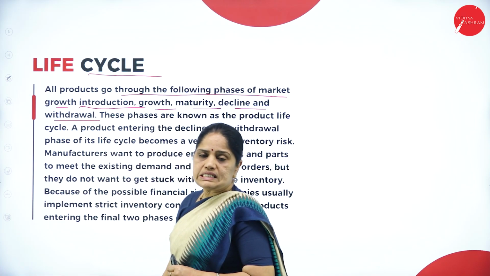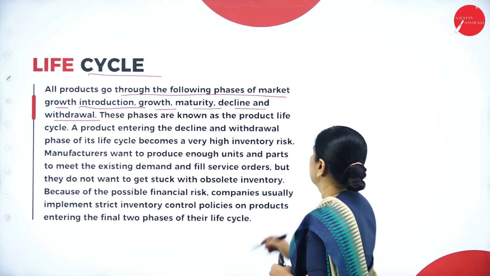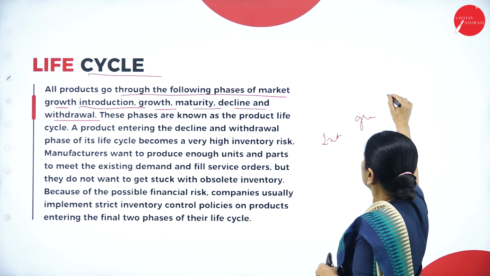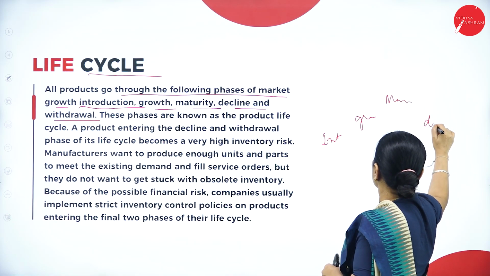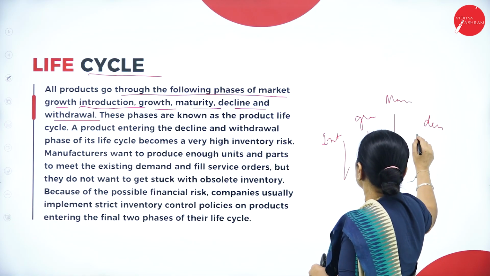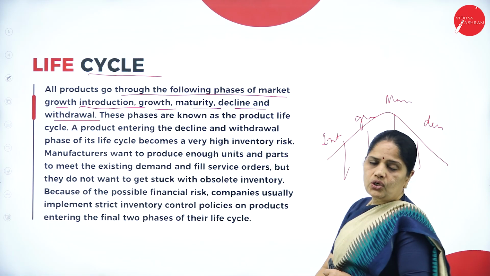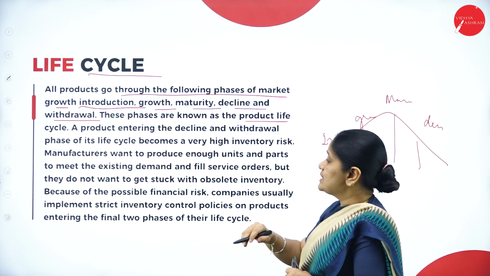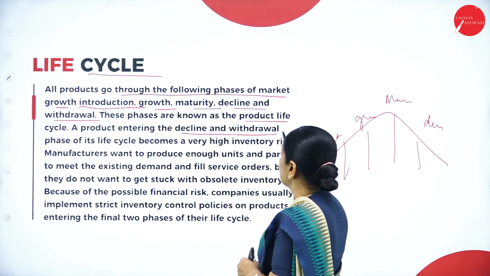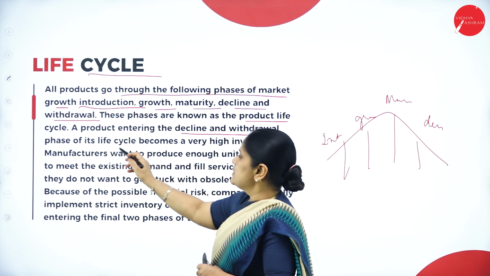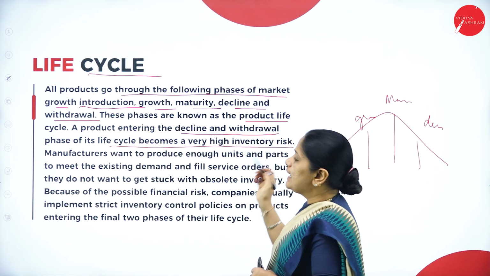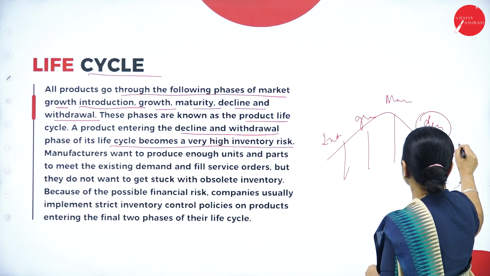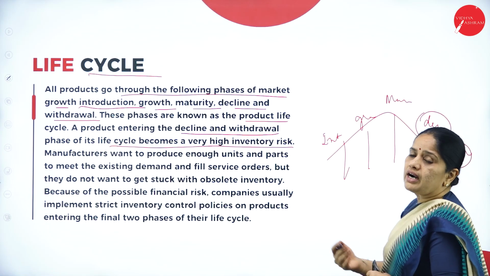Now we all know what is the life cycle of a product. The first one is the introduction stage, then we have the growth stage, then we have the maturity stage and then we have the decline stage. So these are the phases in the growth of a product. These phases are known as the product life cycle. A product entering the decline and withdrawal phase of its life cycle becomes a very high inventory risk. Suppose the product is in a decline stage or in a withdrawal stage, those products will be in a high risk stage.